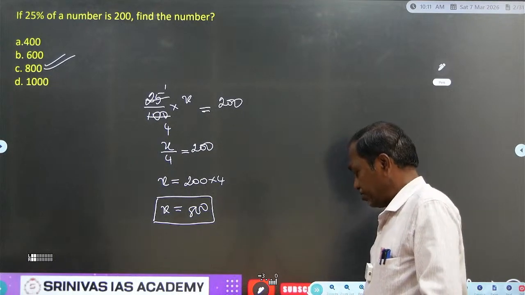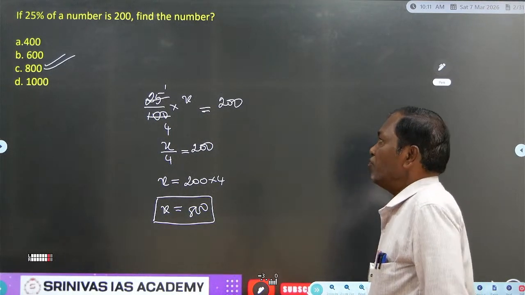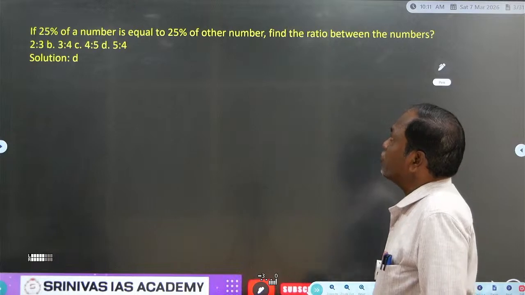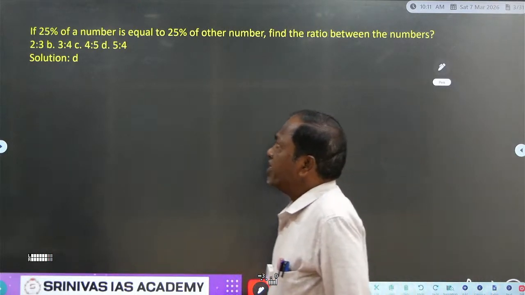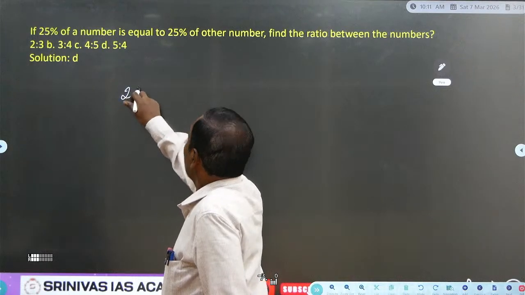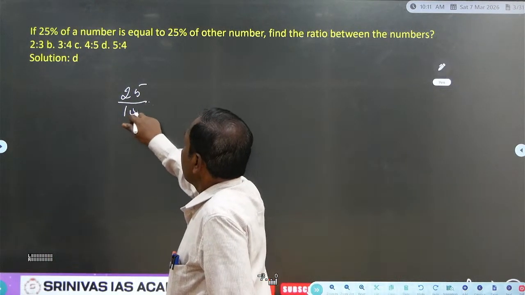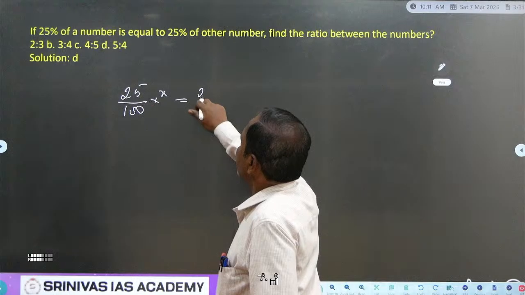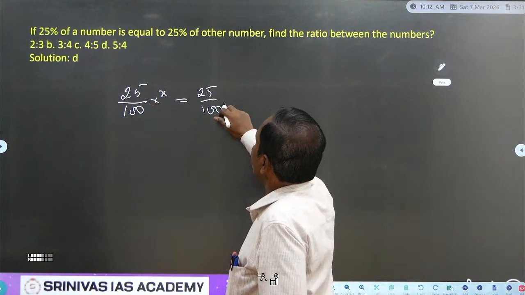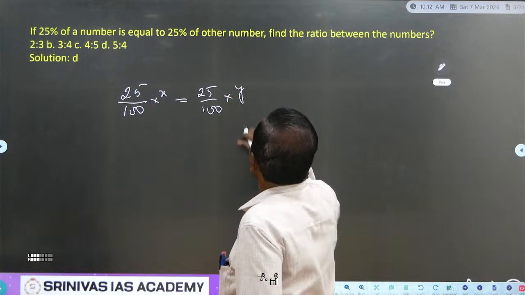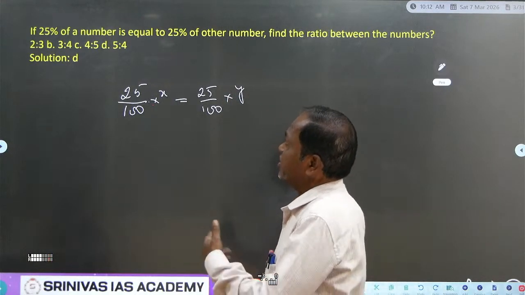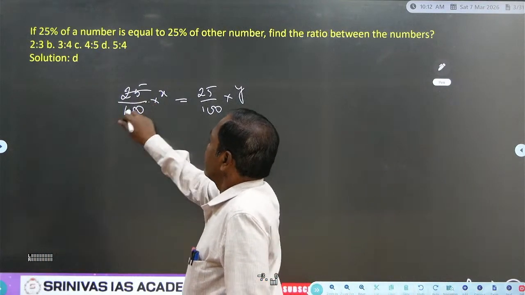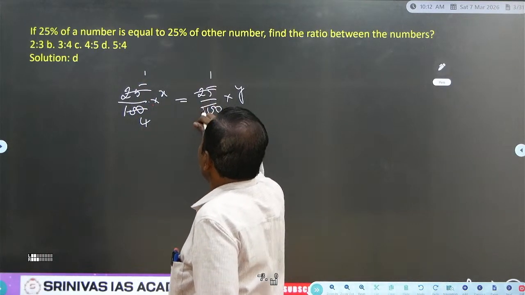Now we'll move on to the next question. If 25% of a number is equal to 25% of another number, let the number be x, equal to 25% of the other number y. What is the ratio between the numbers? I think there is an error in the question. One should be 20 actually. Anyway, say that it is 1 by 4.